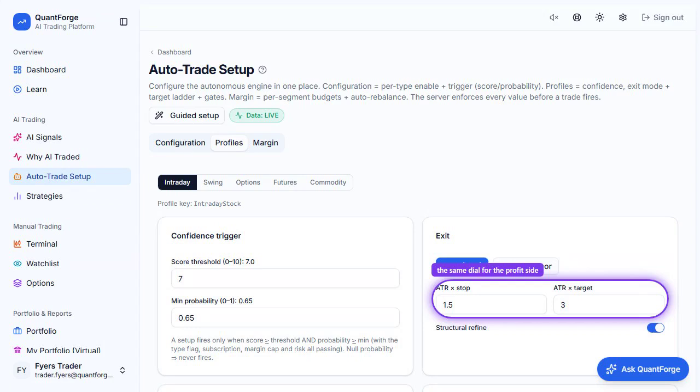So a bigger target multiple means I aim for more? You aim for more, but you hit it less often. That is the eternal trade-off. The healthy rule the platform leans on is a reward at least twice the risk, so a target multiple comfortably above the stop multiple. Aim too greedily and most trades never reach the target.